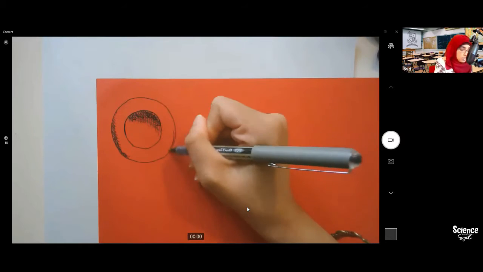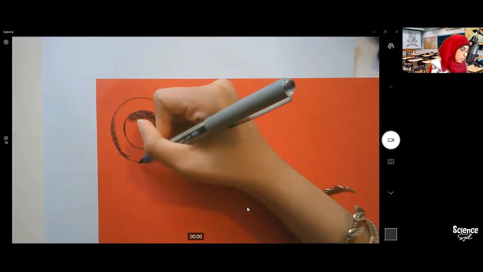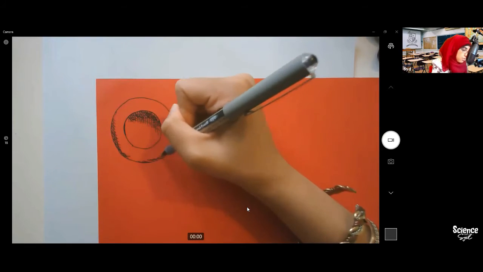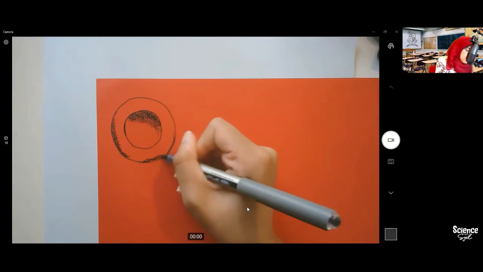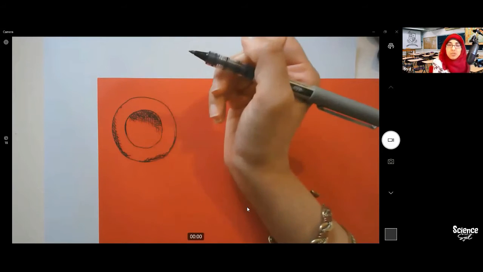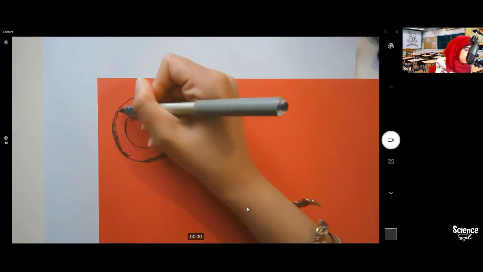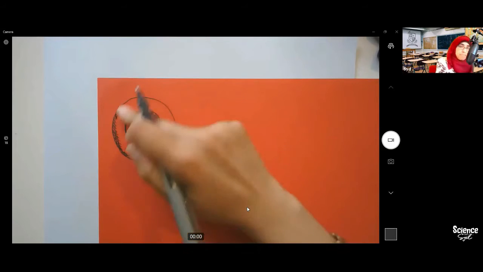And I'm going to add a few lines over here. Let's just make it look three-dimensional a bit. So this is our blood cell. Now let's see what's missing on here. Do we have our cytoplasm? Yep, this is our cytoplasm.